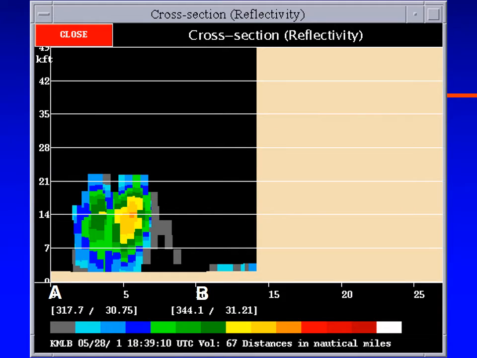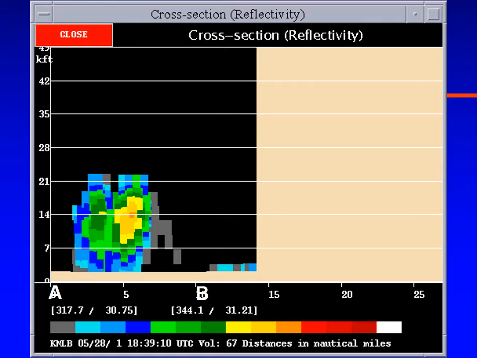So here's the beginning of the thunderstorm. You can see this is along the bottom axis, that's the distance, and along the vertical axis, that's actually the height. And you can see the colors. And of course, blue and green are weaker radar returns. Yellow and red are stronger radar returns.